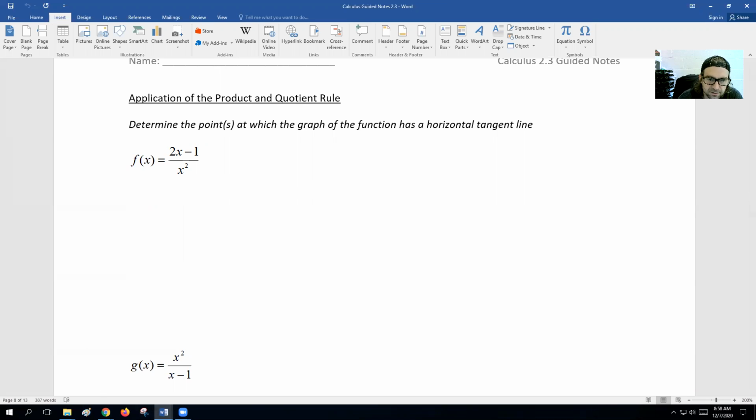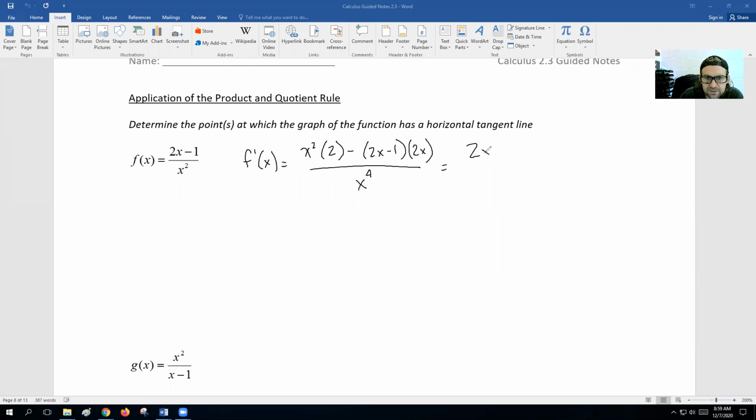So let's do this first one here. It's going to be the same thing that we did back in section 2.2, but there are a couple of little things we have to add or watch out for when we have the quotient rule. So let's do the derivative. We got low d high, f prime of x. Low is x squared, d high is just 2. Minus high, 2x minus 1. D low is 2x. All over low, that'd be x to the fourth.